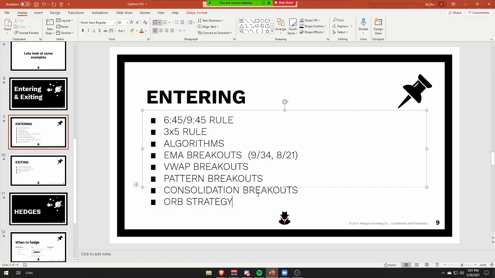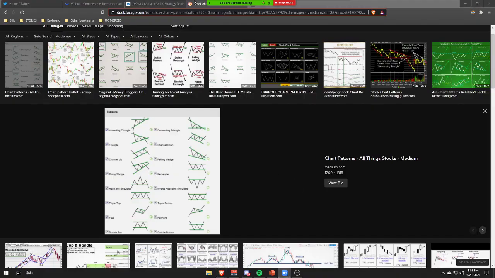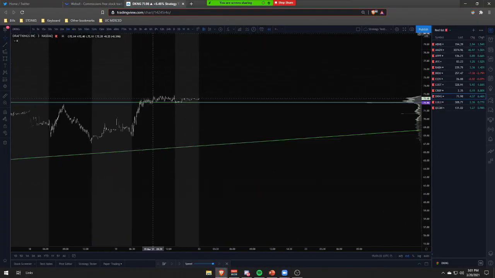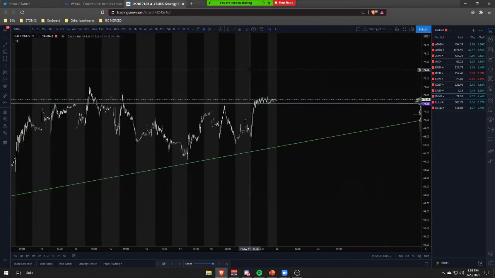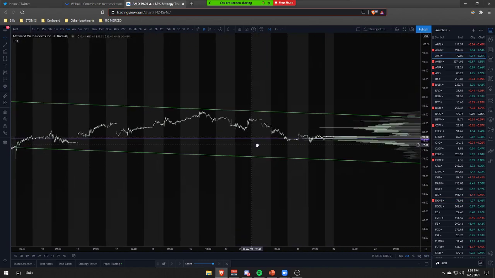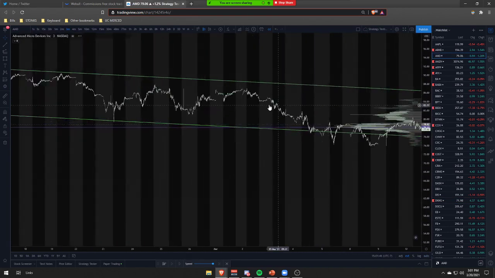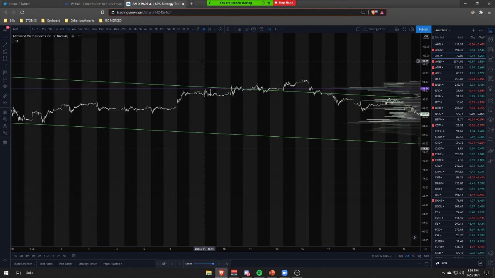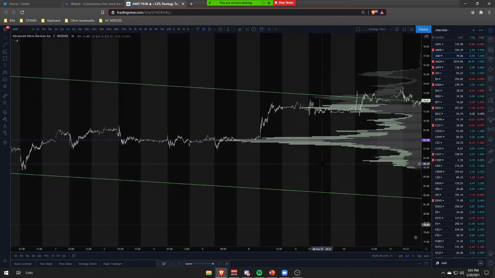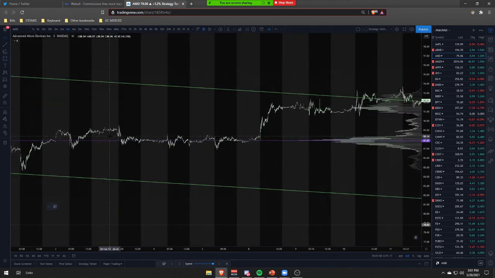Consolidation breakouts. You guys should know this already. Consolidation. So, like here, let's find a consolidation area. There's nothing consolidating. Oh, right here. All right, so consolidation area, basically VPVR is godlike for this, right? We know there's a consolidation here. VPVR says this is a high node.